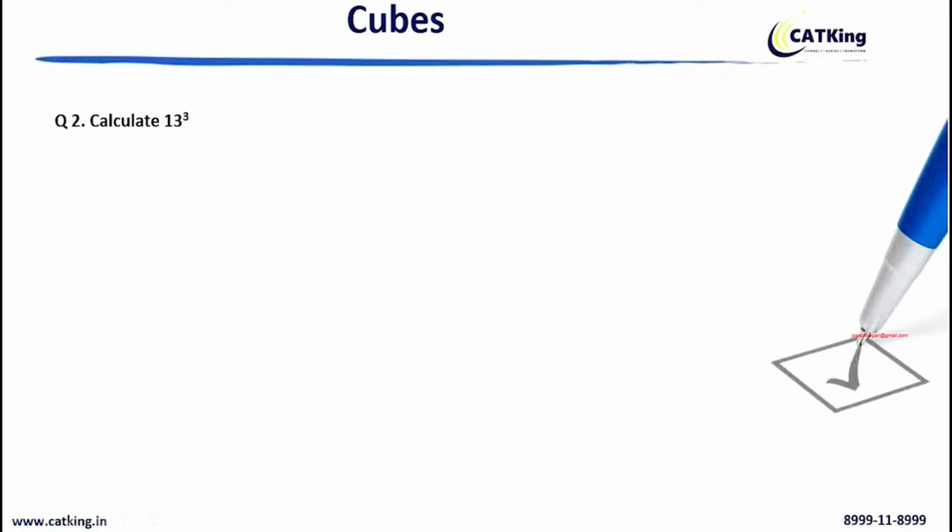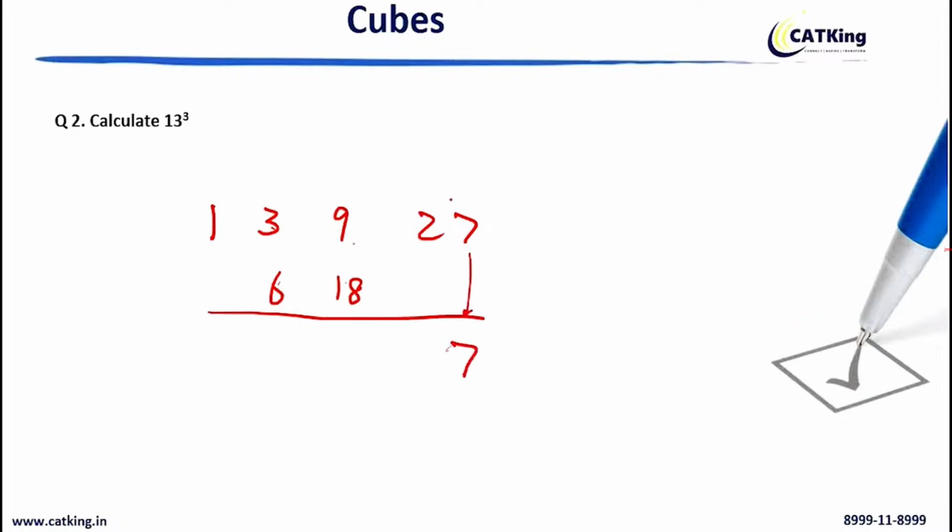Let's have a look at 13 cube. Write 13 down, right? 3 square is 9. 3 cube is 27. Double 3, 3 to the 6. Double 9, 9 to the 18. Let's just add it. I can only get one number, correct? So I'll take 7 down. 2 will get carry forward, right?